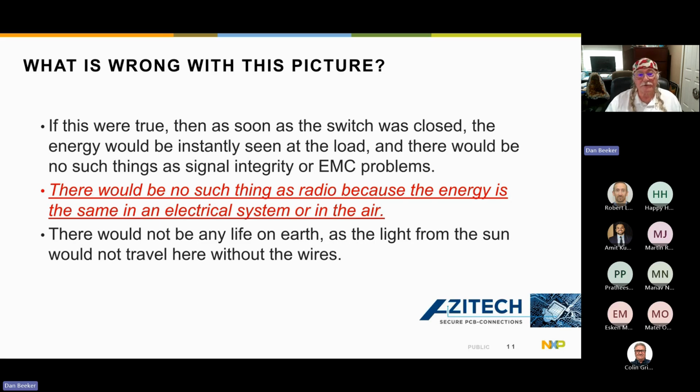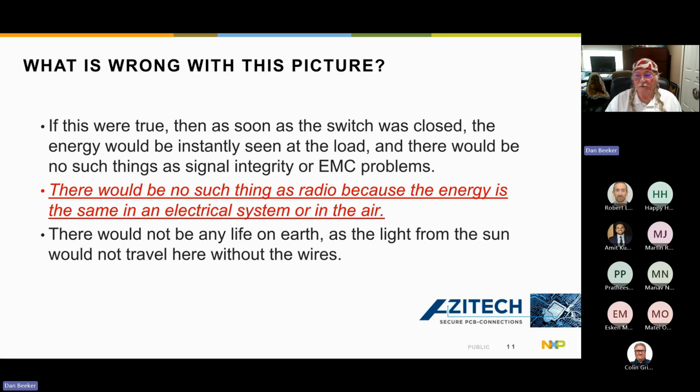And the last thing I want to say is that there wouldn't be any life on Earth because the light from the sun doesn't get here by wires. There's no wires connecting us to the sun. So this every day in our face proof that our perspective is wrong continues to be ignored by the industry. And this is the mission that I'm on, because Ralph Morrison set me on that mission.